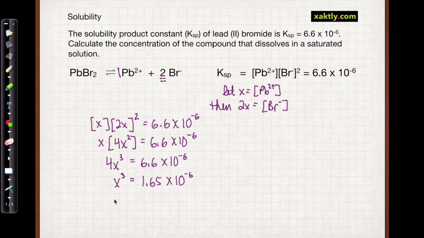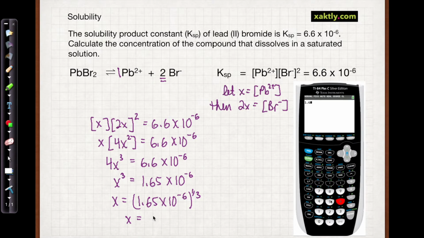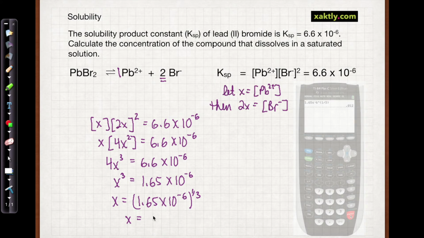And then to solve for x, we're going to remember our laws of exponents, and we're going to raise each side of the equation to the 1/3 power, and that's just taking the cube root. But it's a lot more handy in these problems to just stick with the 1/3 power. And the way you do that on the calculator is just to enter the number 1.65 times 10 to the minus 6, use the power sign, it's the caret sign on this calculator, and just raise it up to the 1/3 power, and that takes the cube root.